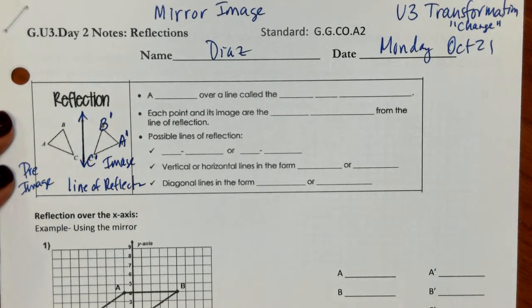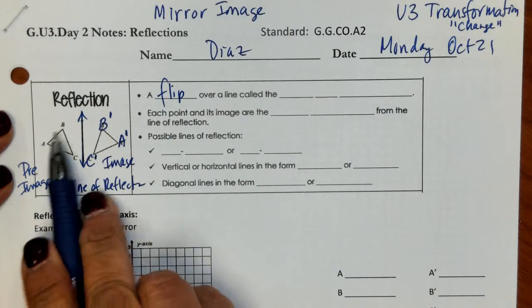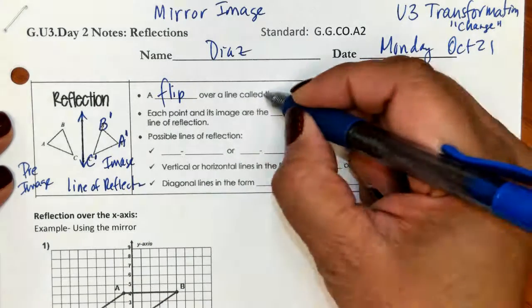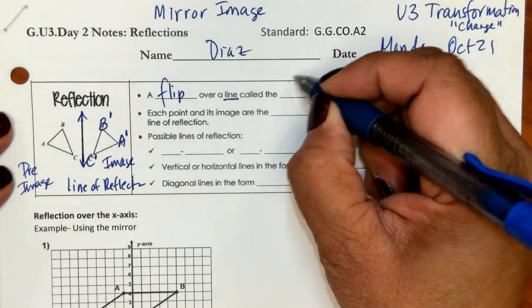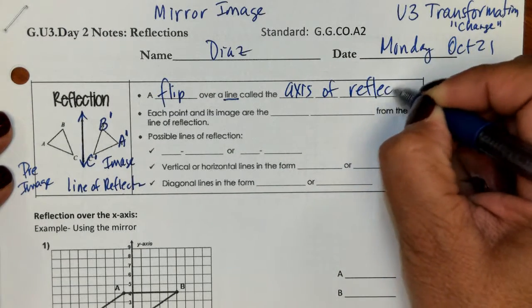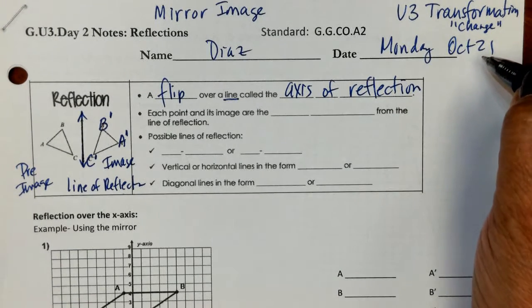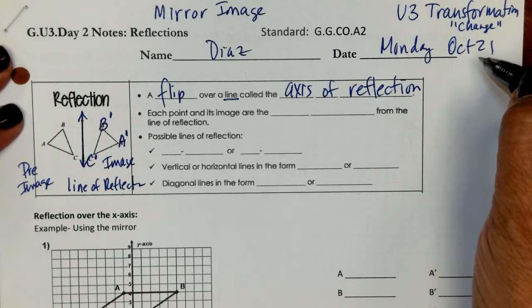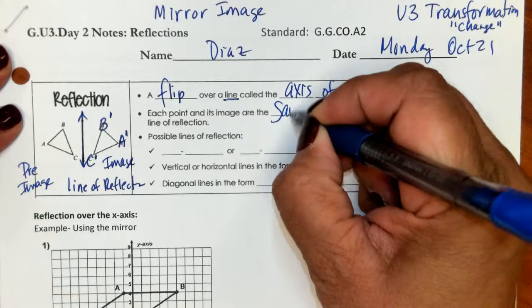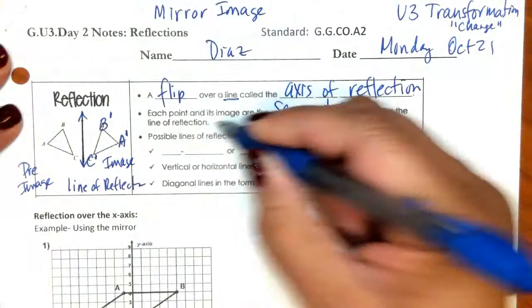So let's fill in some of these blanks. A flip is when you take this figure and flip it over to the other side across a line of reflection, called the axis of reflection, and there are many different types of axis of reflection. Today we're going to cover going over the x and the y axis. Each point and its image are the same exact distance from the line of reflection.